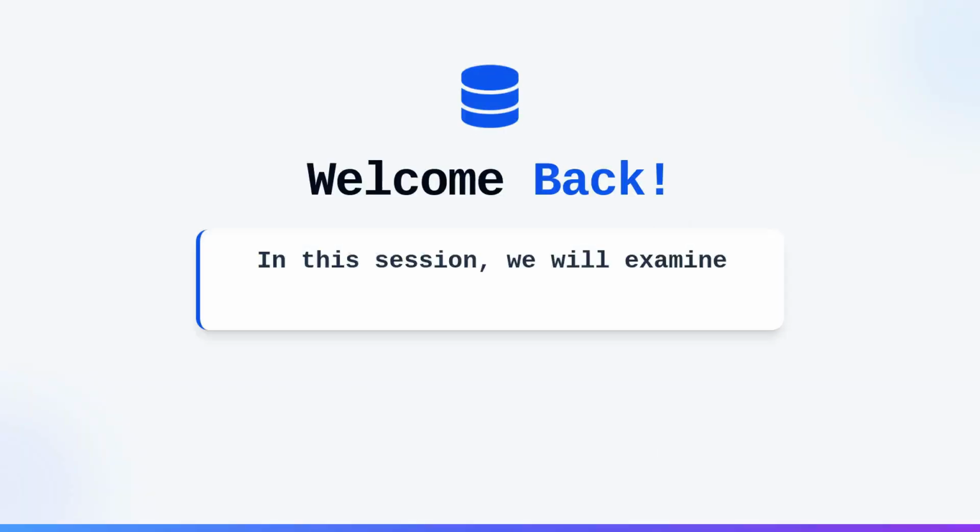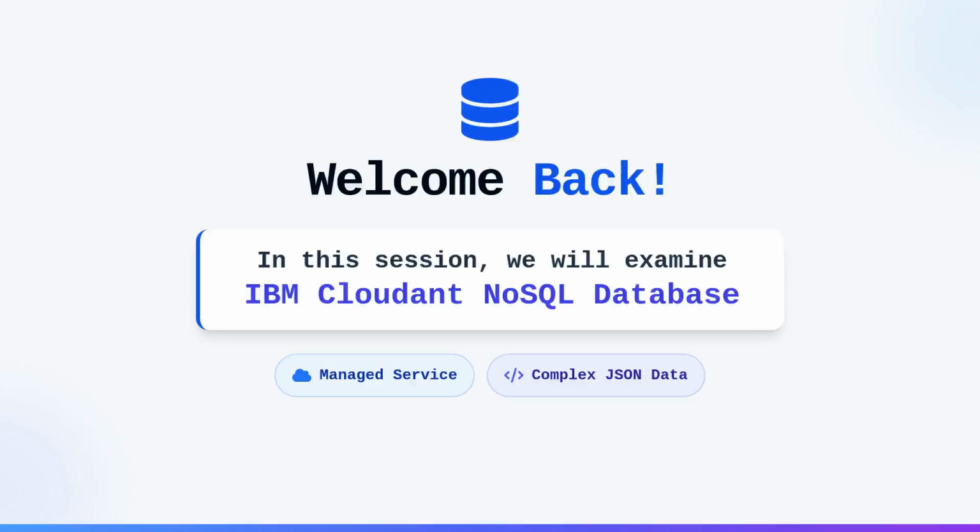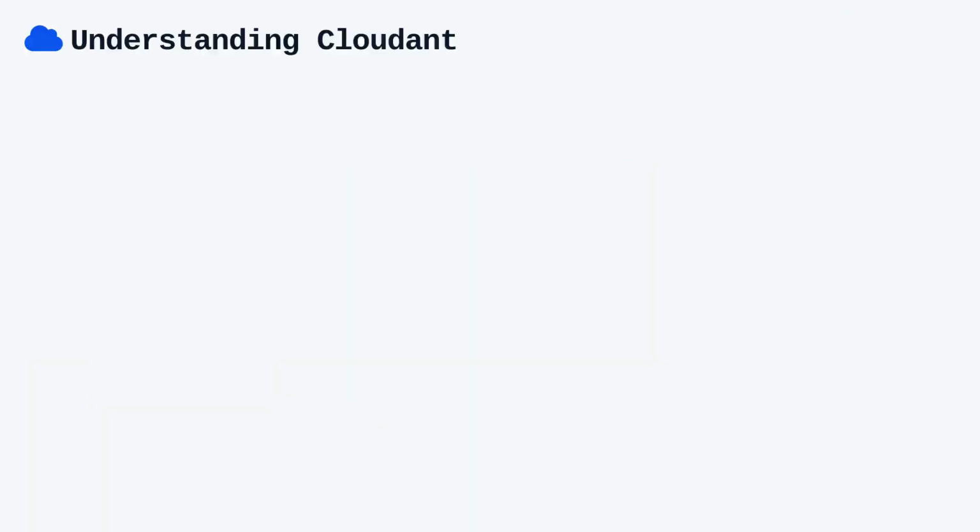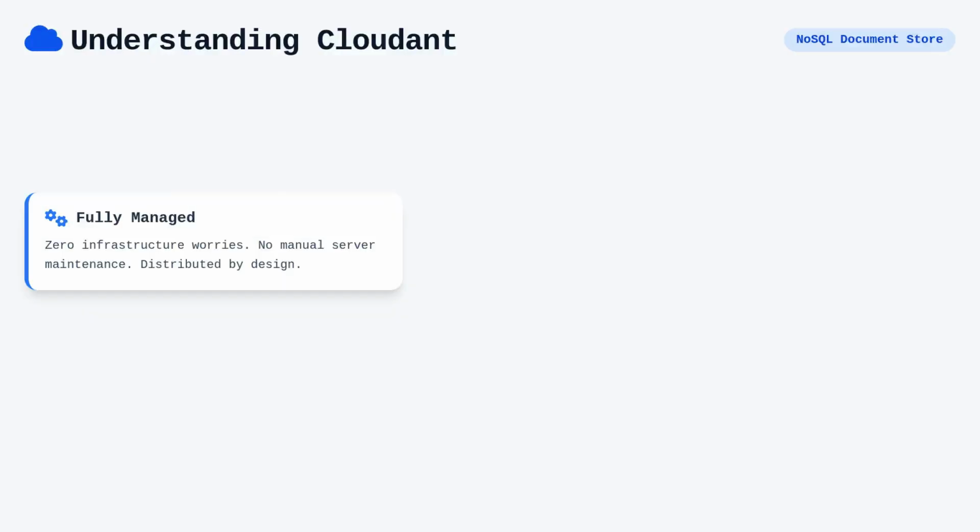Welcome back. In this session, we will examine the IBM Cloudant NoSQL database, a managed service built to handle complex JSON data at scale. Cloudant is fundamentally a fully managed, distributed NoSQL document database, which means you do not have to worry about the underlying infrastructure or manual server maintenance.